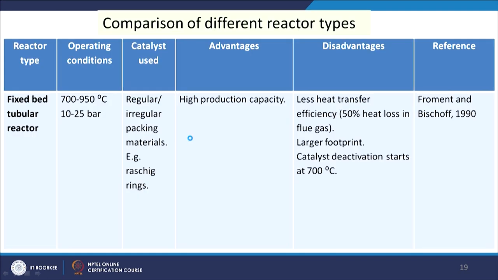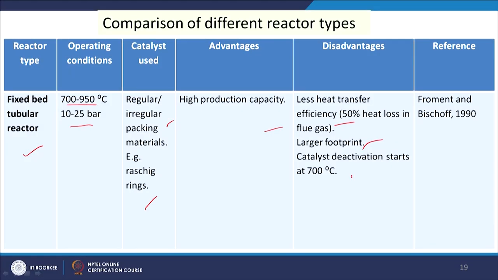Now, comparison of different reactor types. If we compare, then fixed bed and tubular: 700 to 950 degree centigrade, 10 to 25 bar, and regular or irregular packing materials, raschig rings are used, and high production capacity it has, and less heat transfer efficiency. As we are talking about, the limitation is reduced by the reduction of the diameter of the tubes, and then larger footprint, and catalyst deactivation starts at 700 degree centigrade.